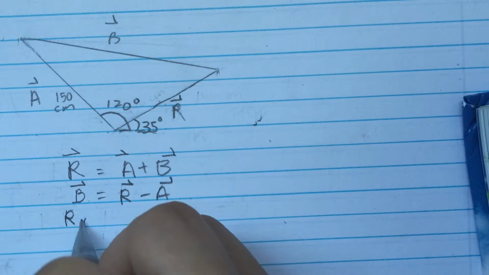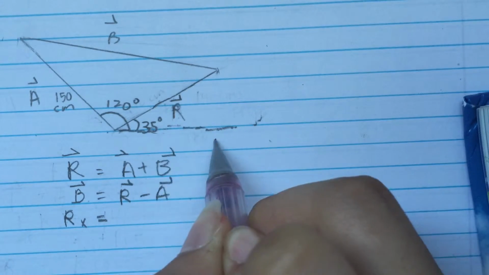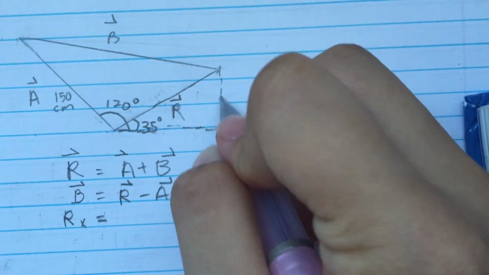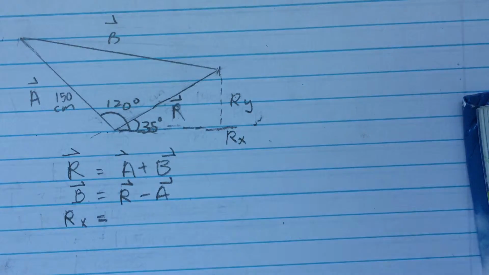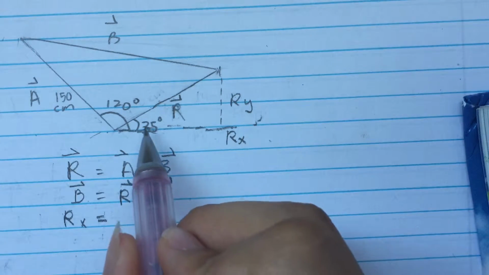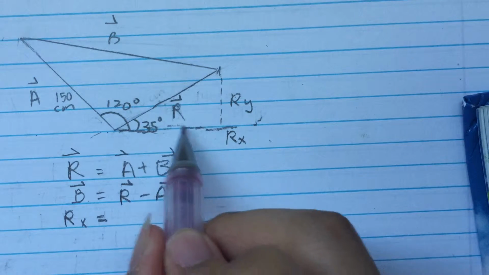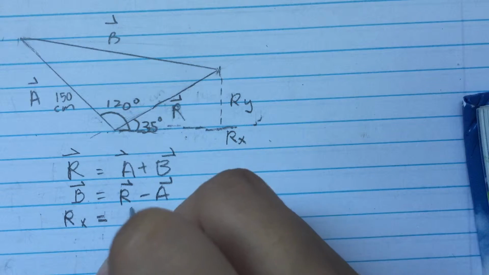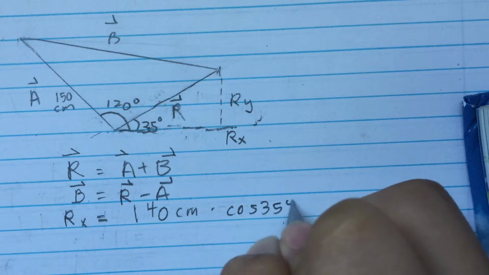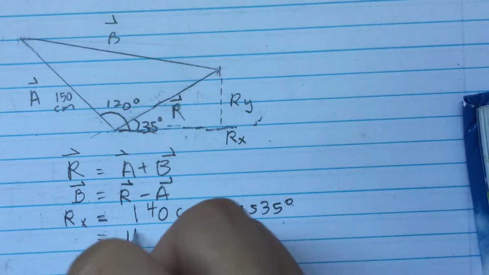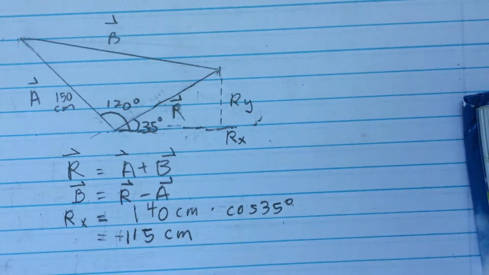So in order to find the x component of R, we're going to label this as the x component of R, and this the y component of R, because this plus this is going to be this. And we want to find this, and we know cosine of 35 is going to be adjacent over hypotenuse. So if we just try to solve for the adjacent part, that's just going to be 140 centimeters times cosine of 35 degrees. And if you calculate that, you're going to get 115 centimeters, and this is going to be positive because it's in the positive direction.